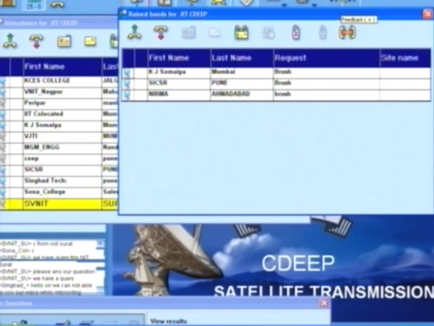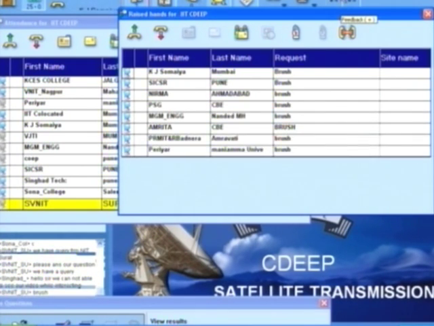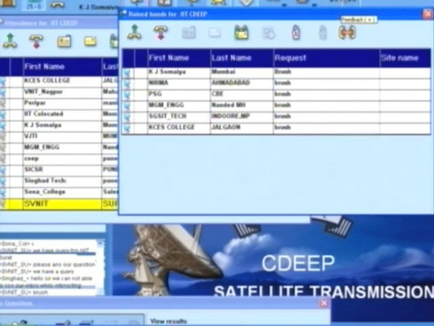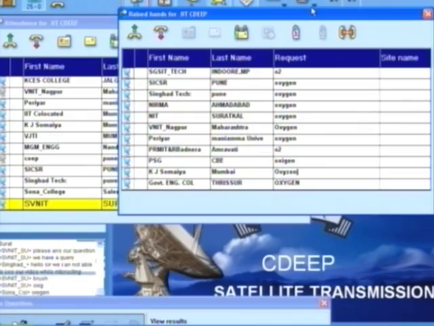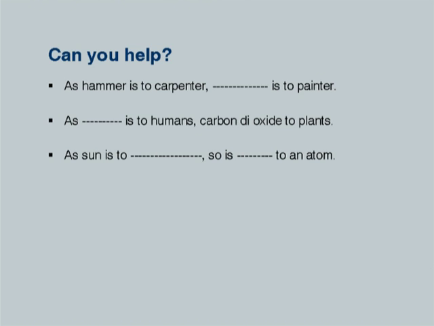Let us see who is going to be the first. KJ Somaiya, Mumbai is the first, and though everybody has got it right, thank you all. Move on to the next. As dash is to humans, carbon dioxide is to the plants. Let's see again, who is going to be the first? Oxygen, yes, Indore MP is the first one, and they have been enhancing their speed by making it symbolic, O2. Thank you.